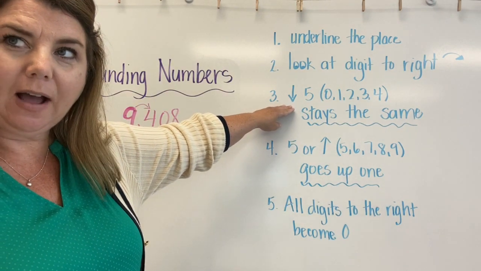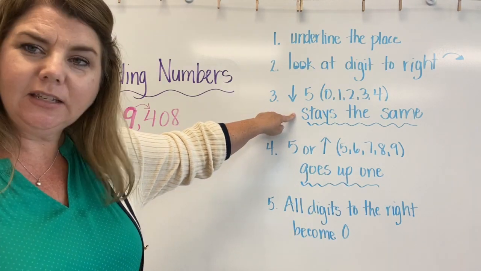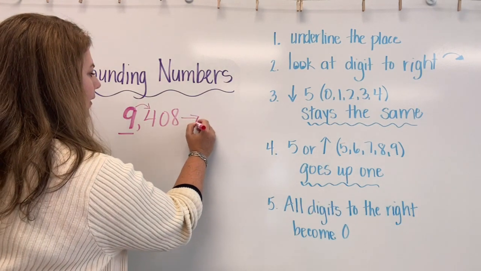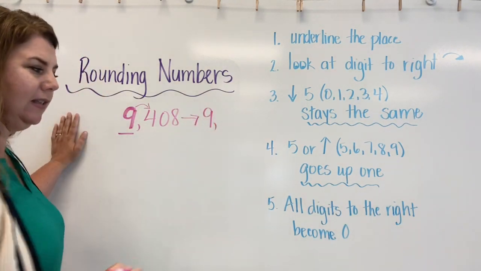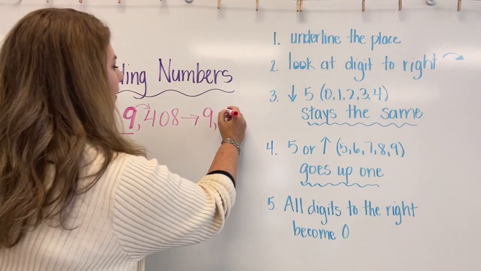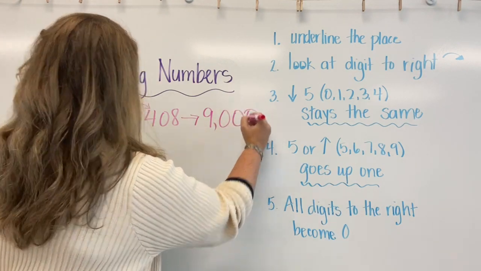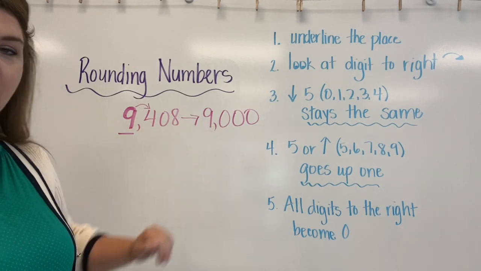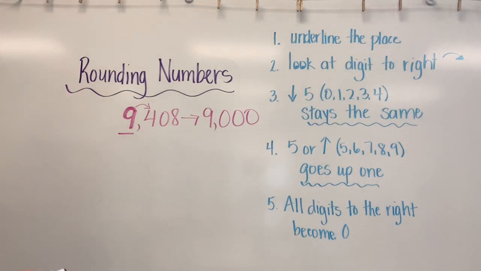If it's less than 5, yep, the underlined digit stays the same. The 9 stays the same. What happens to all the rest of the numbers? They become zeros. 9,408 rounded to the nearest thousand, 9,000. Let's look at the next one.